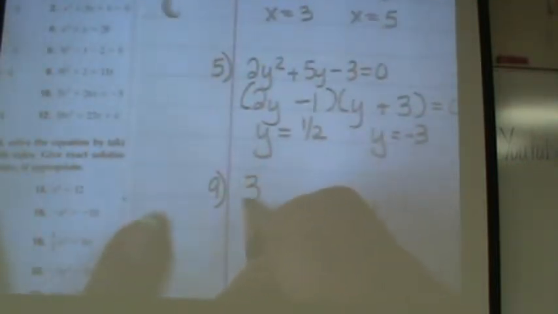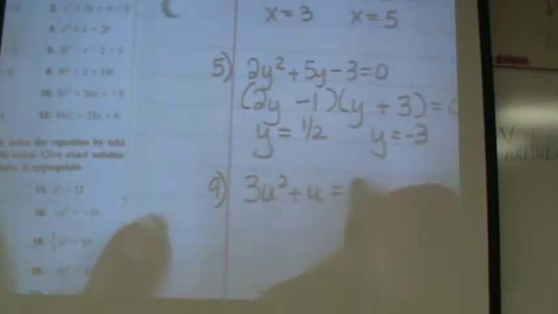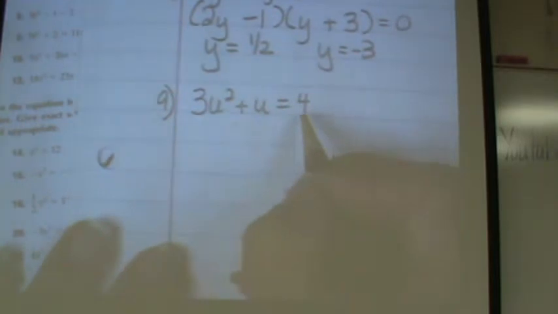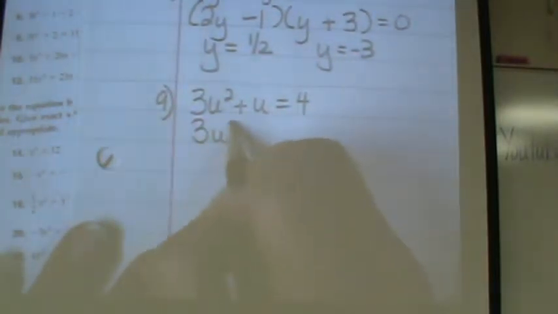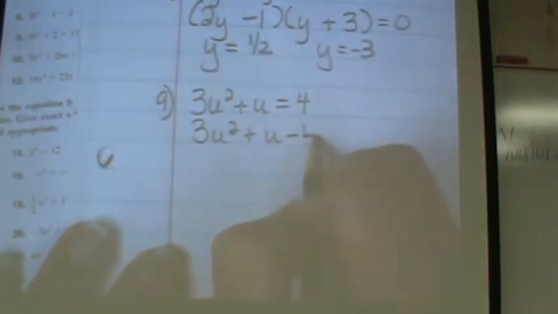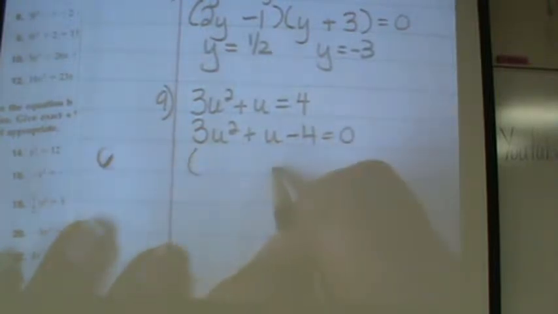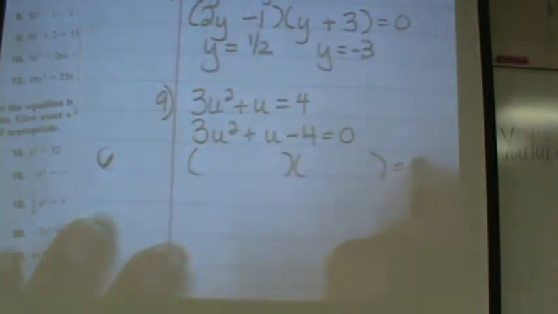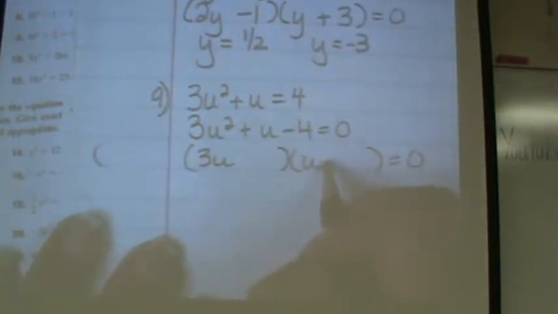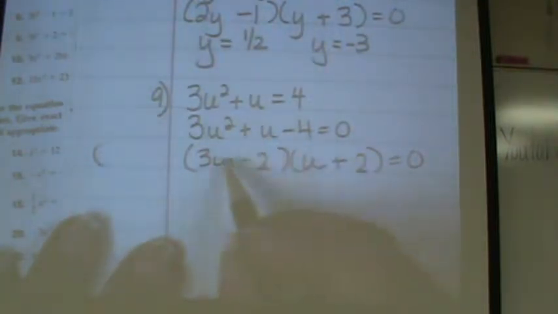We have 3u squared plus u equals 4. First, get the 4 to the other side. Make it a negative 4. And we're going to factor this by saying 3u and u. I would put, let's try 2's. One's going to be a positive, one's a negative. No. This will not work because we get 6 and then minus 2.